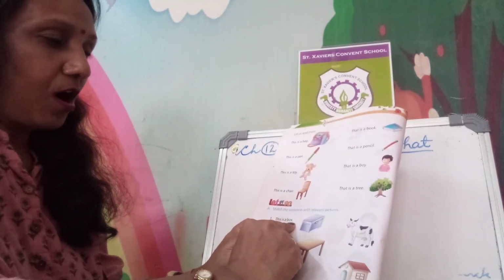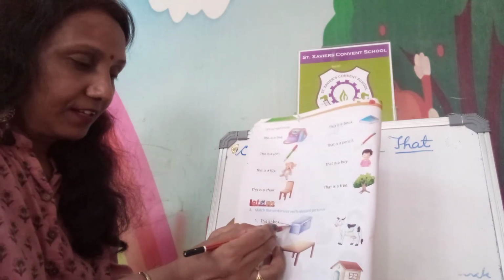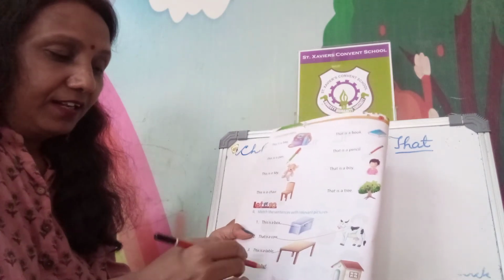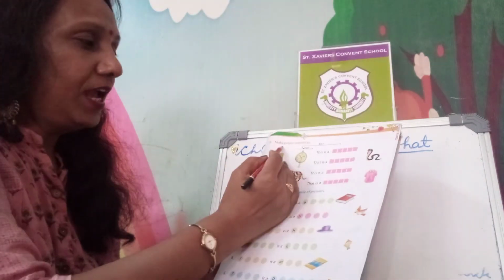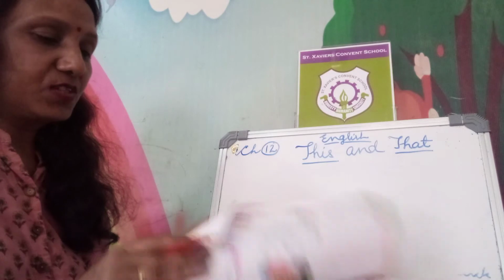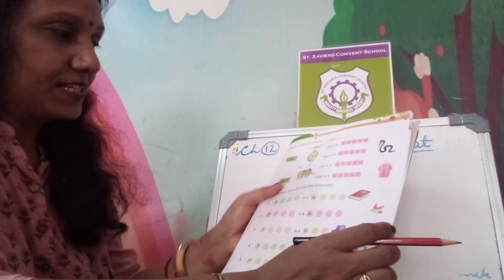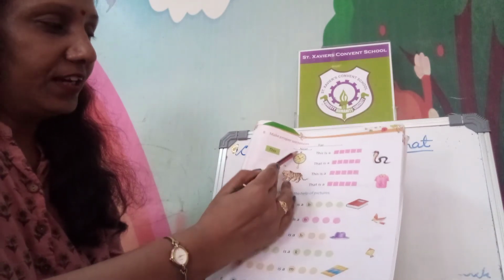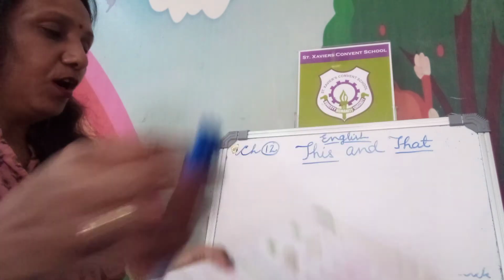Now let's match here. This is a box. Yes or no? Yes, matches. That is a cow. This is a table. That is a hut. Match this and that. Okay. Now make proper sentences. Page number 63, open here. Make proper sentences with this and that. Now near is what? This. Far is what? That.